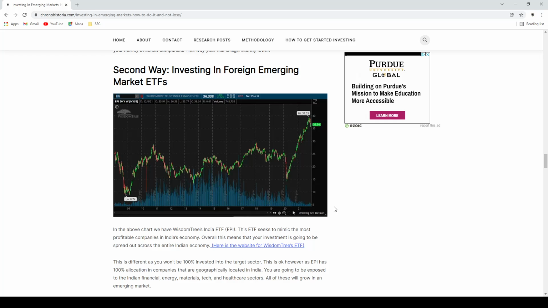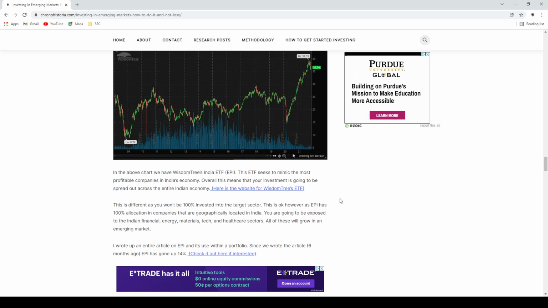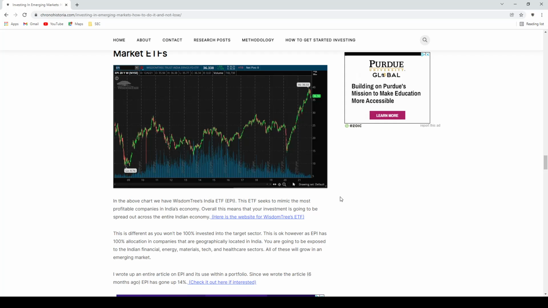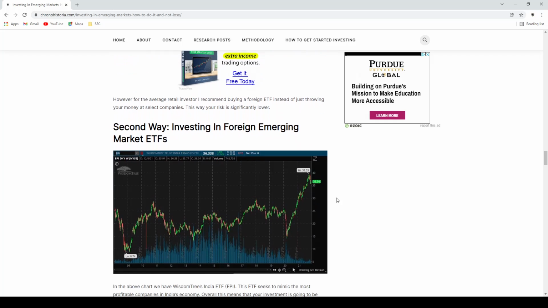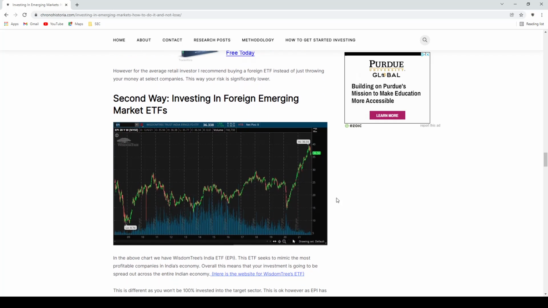But India is expanding. That's the story. You buy the Indian ETF, EPI. The downside is you're not going to capture all the growth, right? An ETF is a kind of cornucopia of stocks, and you get a little bit of this, a little bit of that. You're not going to capture 100% of the growth you would get through individual stocks. But you're still going to capture the emerging market's overall trend, and you're holding for a long time period. So EPI seeks to mimic the most profitable companies in India.